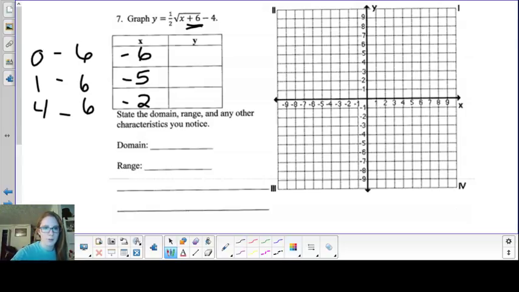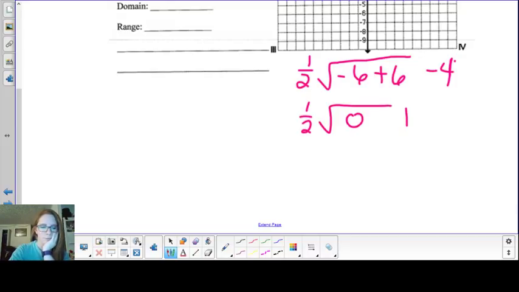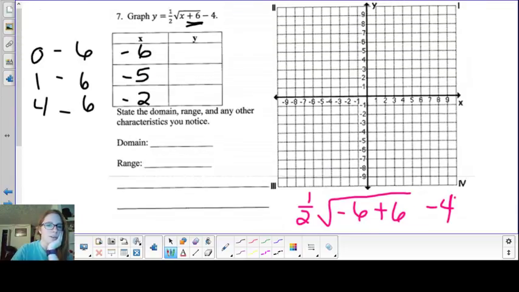So again, I'm going to do my work down below. So I have 1/2 times the square root of negative 6 plus 6 minus 4. Negative 6 plus 6 is 0. I'm trying to write a positive sign, and I don't want a plus, I want a negative. Square root of 0 is 0. 0 times 1/2 is 0. And 0 minus 4 is a negative 4.